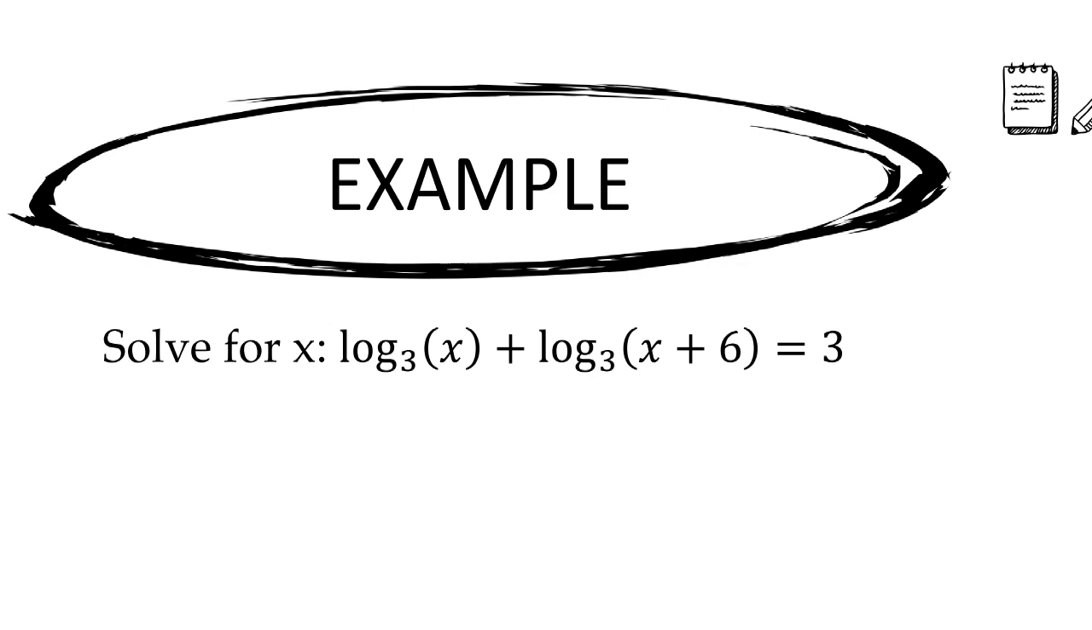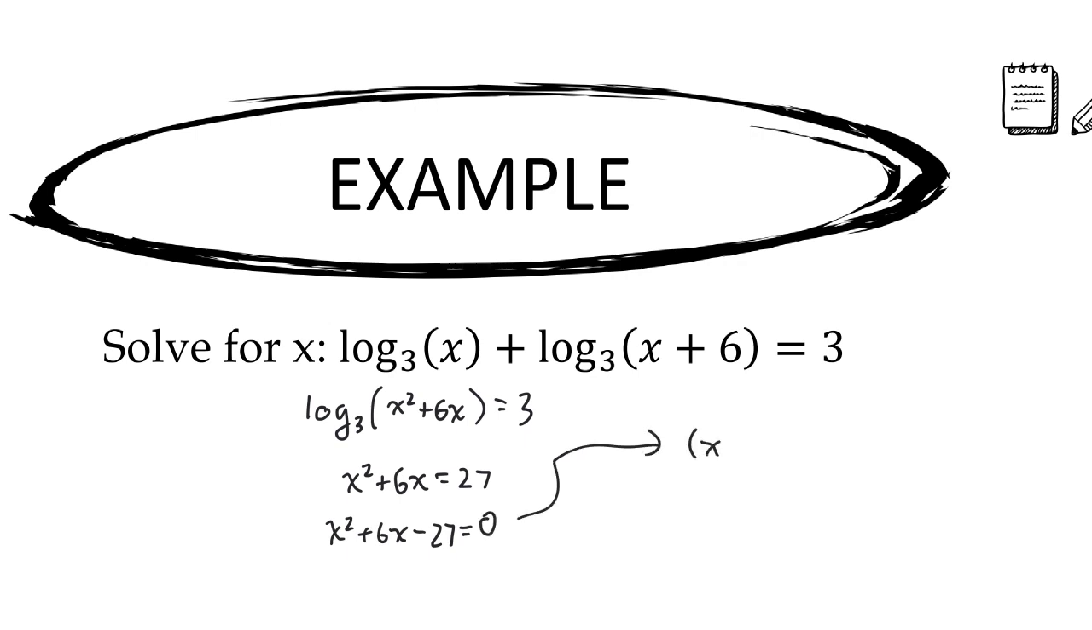In this example, I'll get things started with the product rule, since the logs on the left-hand side both are base 3. That will give me the equation log base 3 of x times x plus 6, which is x squared plus 6x, is equal to 3. Once again, I'm in logarithmic form. When I put this in exponential form, I find that the argument x squared plus 6x is equal to 3 cubed, and that's 27. And thus I can say x squared plus 6x minus 27 is equal to 0.